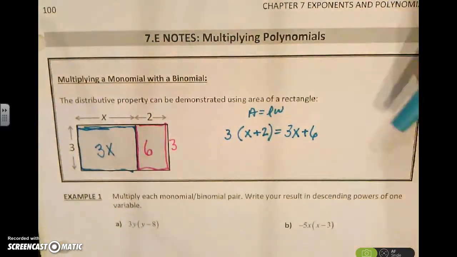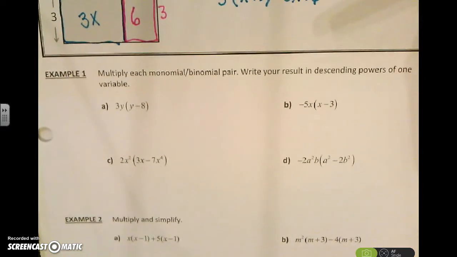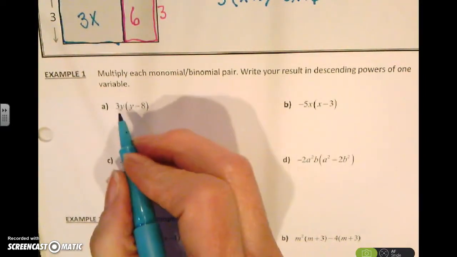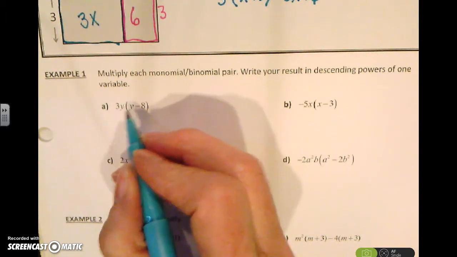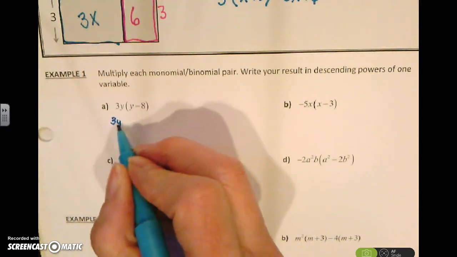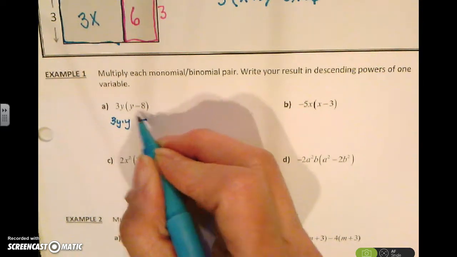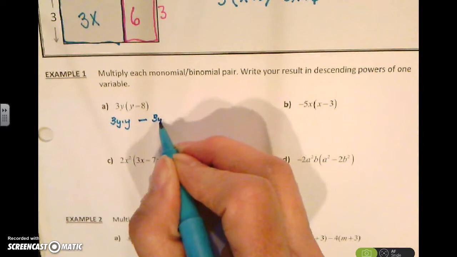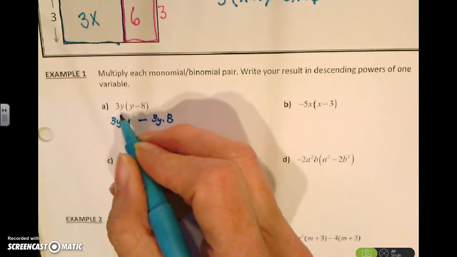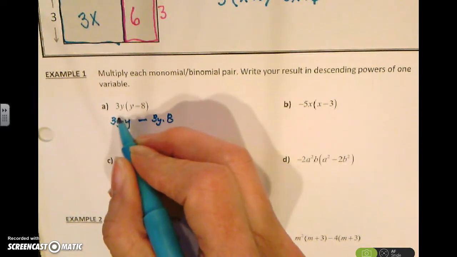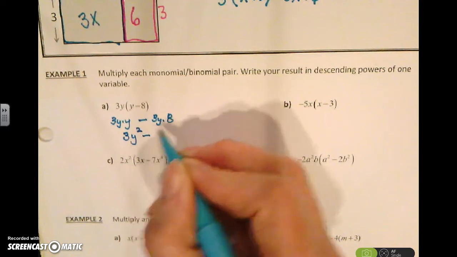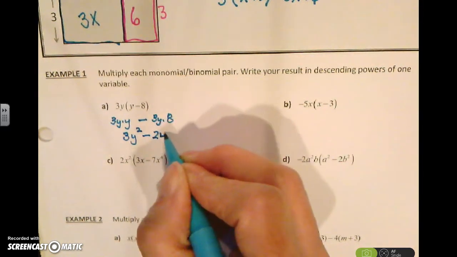All right, so here are some examples multiplying monomials times binomials. And it's getting a little tougher because we're going to have to do some thinking about y times y. So when I distribute, I have 3y times y minus, and then I have 3y times 8. So y times y, when we multiply, we add our exponents. 1 plus 1 is 2. So this is 3y to the second minus 24y.